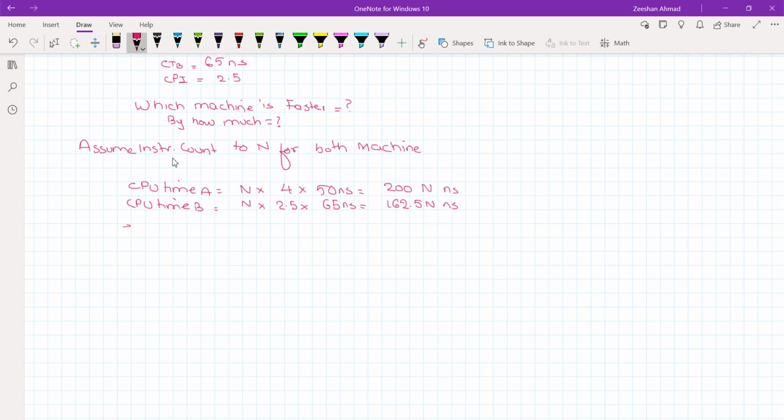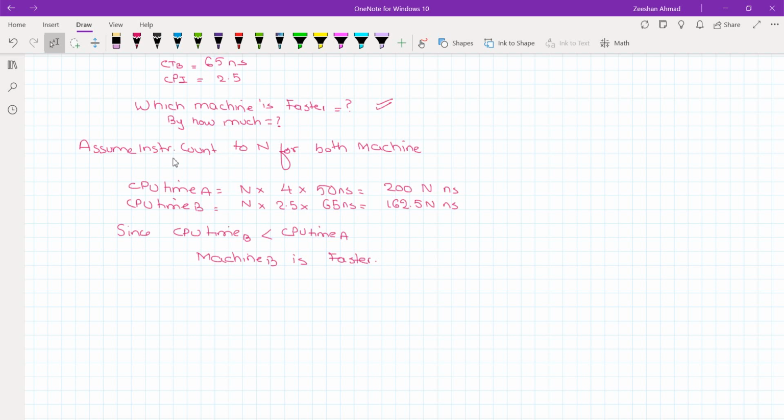So we can say that since the CPU time of machine B is less than the CPU time of machine A, it means that machine, or the CPU B, whatever is in the question, is faster. So basically we have answered the first part.